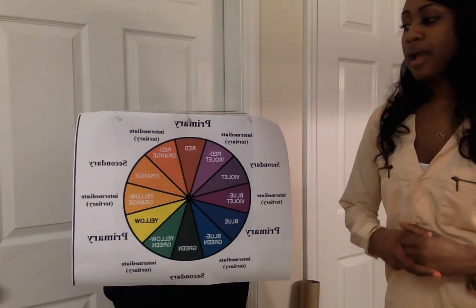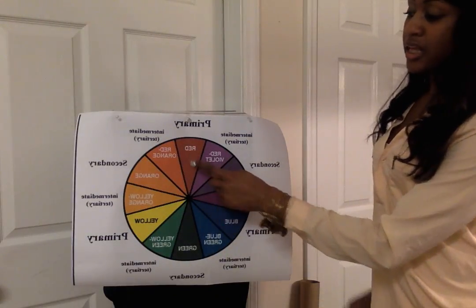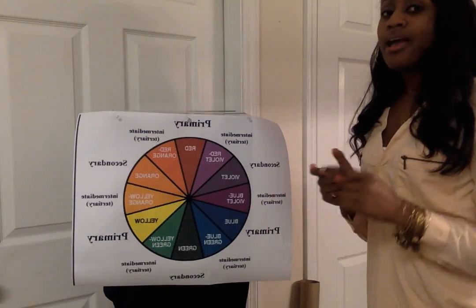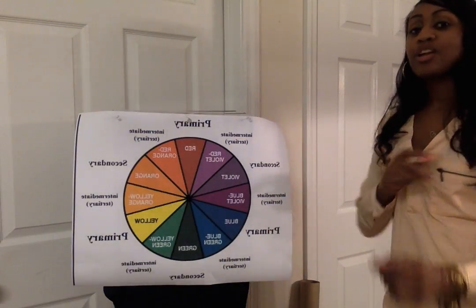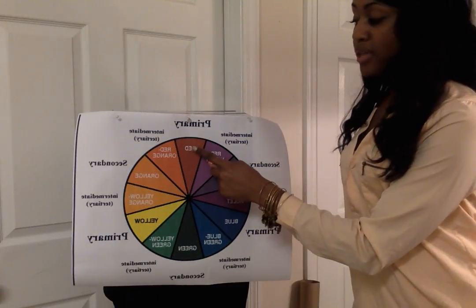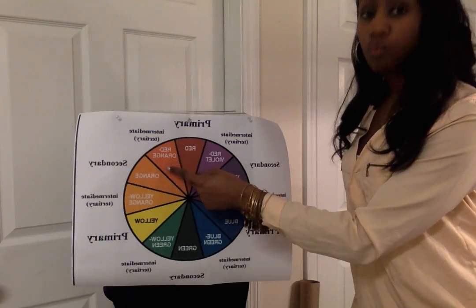So, let's take one step further and get into our third color. Our third color is going to be our intermediate color, and that is the colors in between your primary and secondary. Because when you mix these 2 together, you're going to get another shade. So from there, when you mix that primary of red and that secondary of orange, you're going to get red-orange.